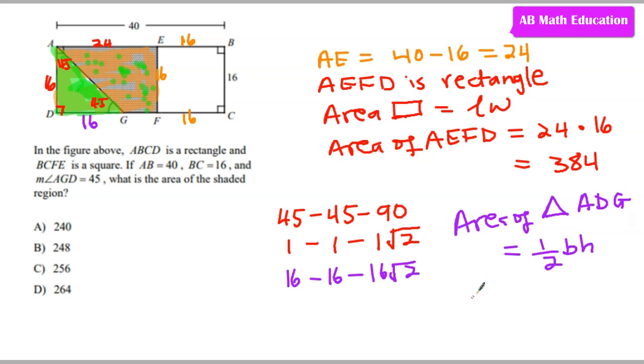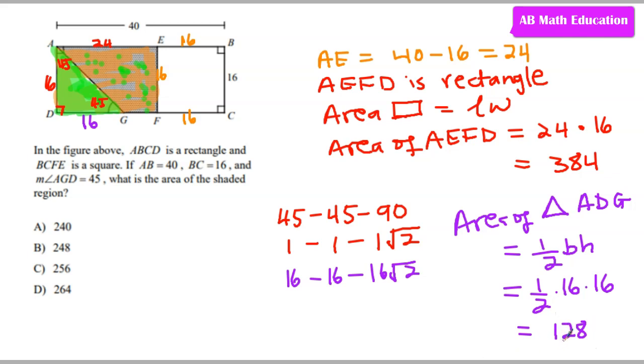So if that is the case, then our area for that one is going to be half times 16, which is the base length, times the height, which is also 16. And if you do it, then we are going to get 128. We got all that information.